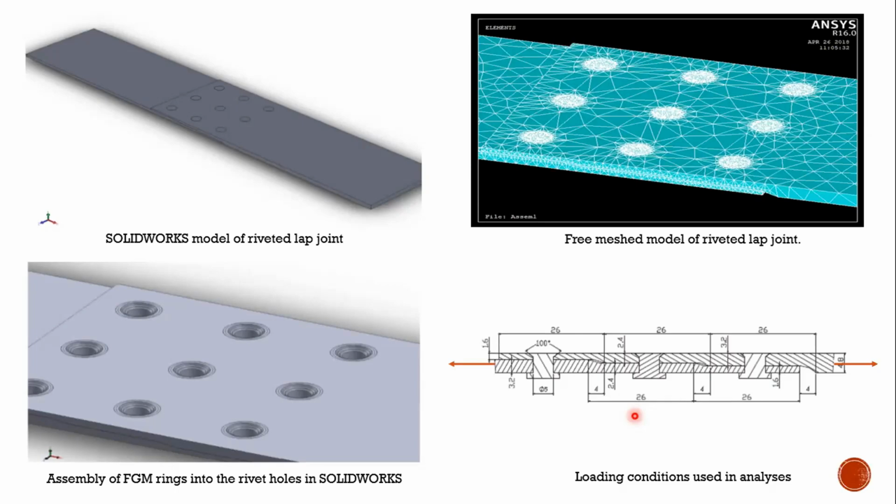What I was doing with this problem is we wanted to see, if we have a conventional riveted lap joint and the stress concentration that is happening around the rivet holes, can we reduce those stress concentrations? So what we did is we employed some material gradation around those rivet holes. That was the problem I was addressing.